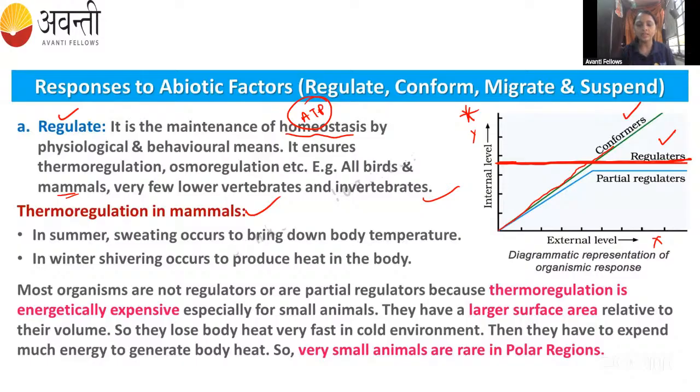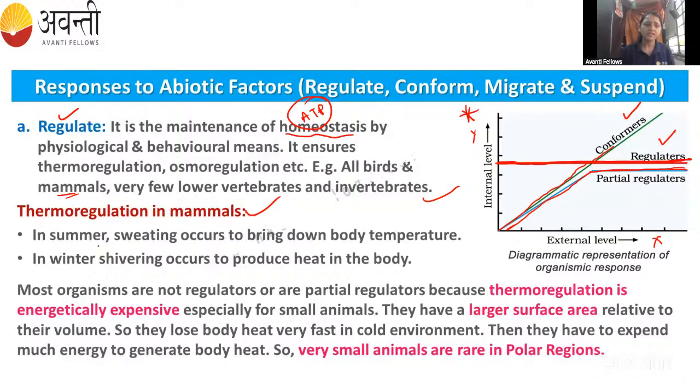For a particular period of time, they will maintain regulation. After that, they cannot tolerate it and will change into the conformer, because they have lost the energy. There is no energy left. Then they will convert into the conformer. So those are called partial regulators. Here you can see these graphs. The third graph is showing the partial regulator.